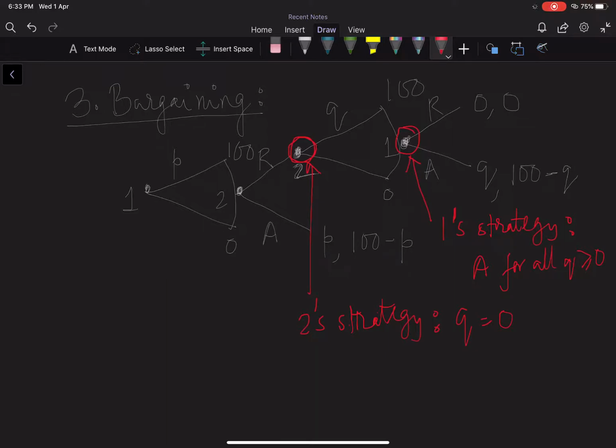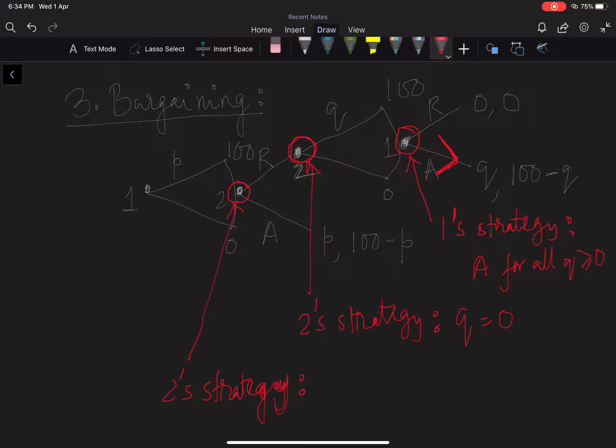Now, knowing that, what to do here? Because player 2 knows that if player 2 rejects, player 2 would offer 0 and player 1 would accept. Correct? So suppose player 2 is here, what should be player 2's strategy here? If player 2 accepts, player 2 gets P, whatever 1 has offered. If player 2 rejects, player 2 will offer Q equal to 0 to player 1, and player 1 will accept. It's a best response for player 1. So player 2 would get 100 basically.